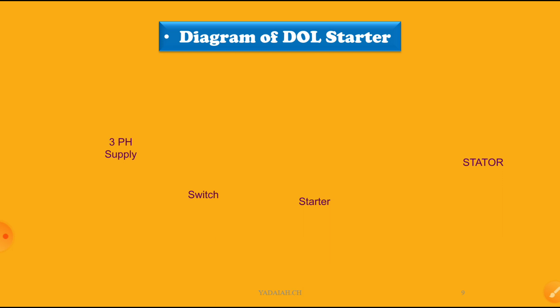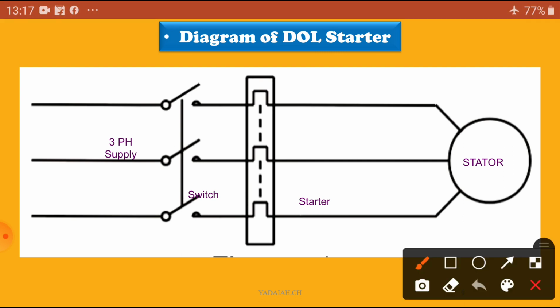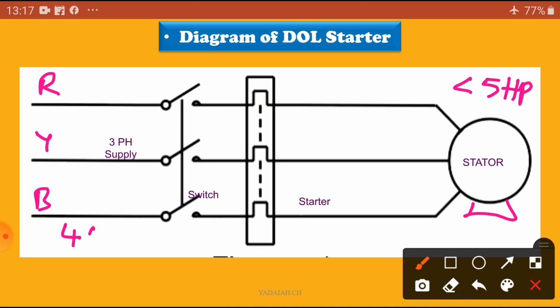So this is the diagram of a DOL starter, where this is our induction motor, of less than 5 HP, and here the supply R phase, Y phase, B phase is connected, a 3-phase supply. Nearly 400 volts AC supply, 50 Hz. AC supply is given here.